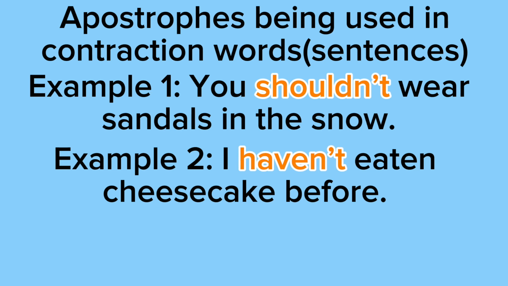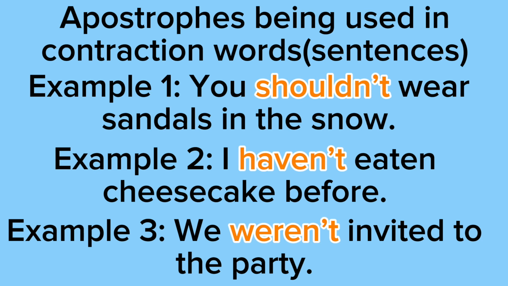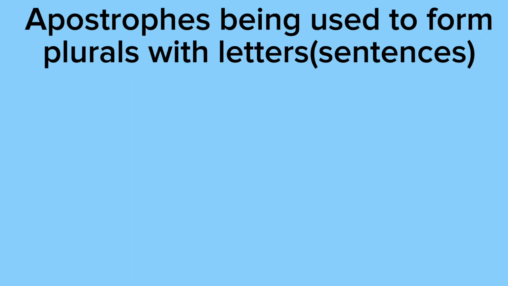Example 3 says we weren't invited to the party, and this is the same as saying we were not invited to the party. And as you can see in the contraction word weren't, the apostrophe is used before the T. In this slide, apostrophes are being used to form plurals with letters.